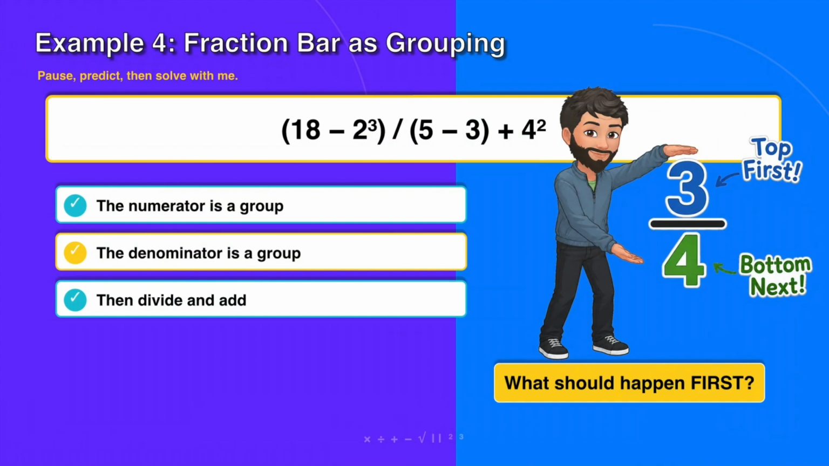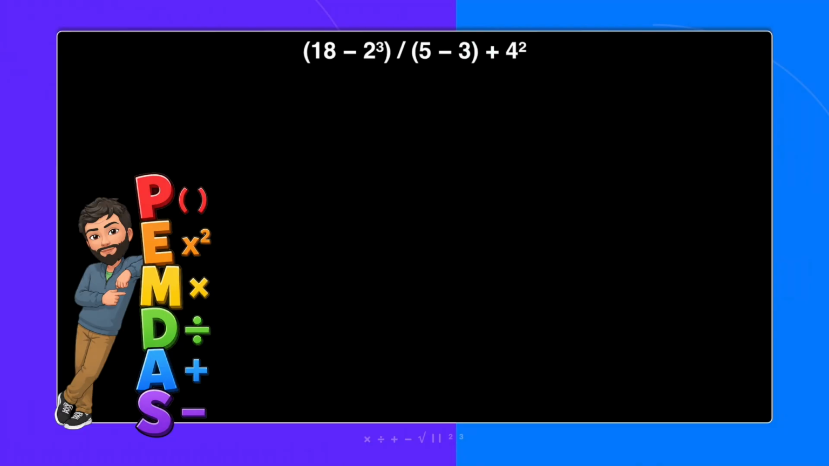Let's jump right into example number 4. Fraction bar is grouping. So we're going to have in parentheses 18 minus 2 to the third, or 2 cubed, divided by, in parentheses, 5 minus 3 plus 4 squared. This one has a lot going on, but stick with me. You're going to be just fine. We'll get through it.